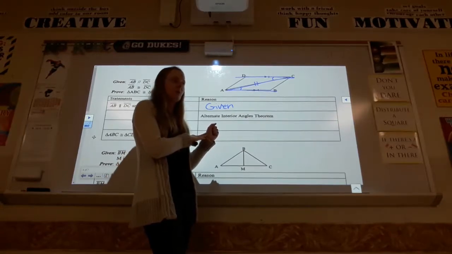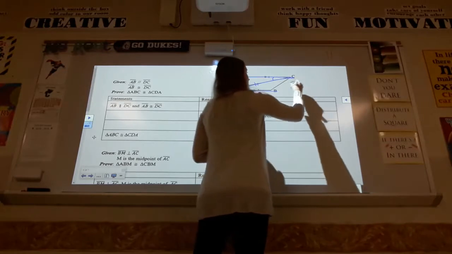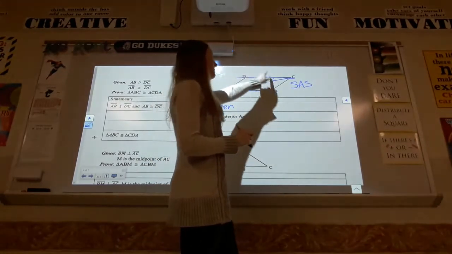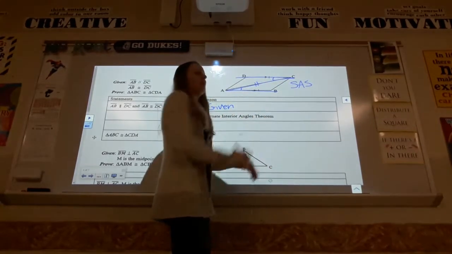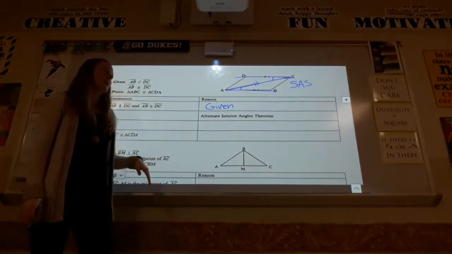What rule would I use? Side, angle, side. Each triangle has 2 sides with an angle in between. So you just check to make sure both triangles have that side, angle, side, angle, side. So we're good. So what you guys just did is the proof. Now you just have to write it down.